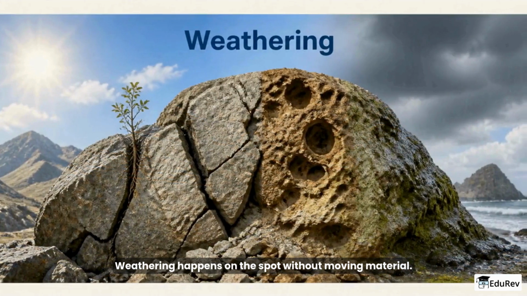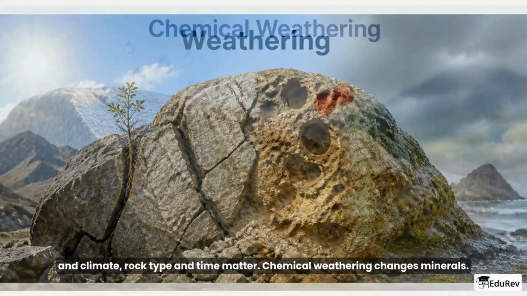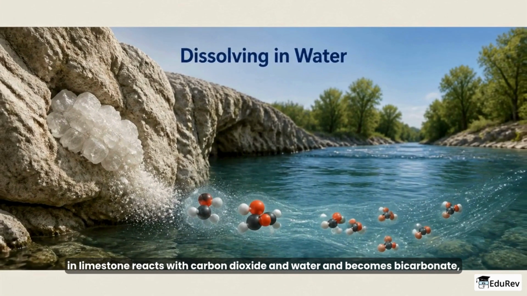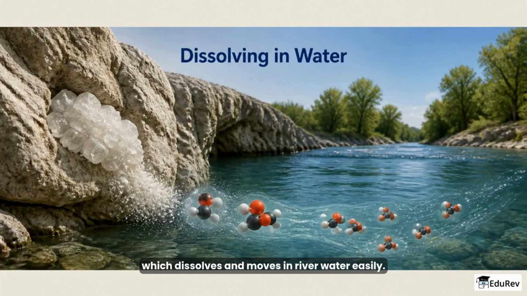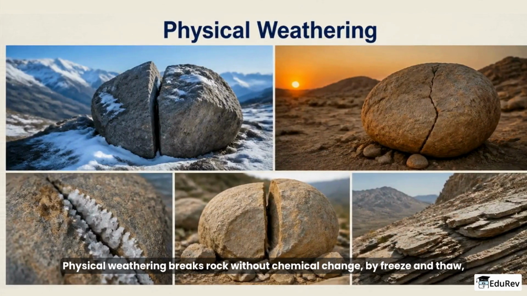Weathering happens on the spot without moving material. It breaks rocks by mechanical and chemical actions, and climate, rock type, and time matter. Chemical weathering changes minerals. Water, oxygen, and carbon dioxide make acids and solutions that turn solid minerals into soluble forms more easily. For example, calcite in limestone reacts with carbon dioxide and water and becomes bicarbonate, which dissolves and moves in river water easily. Physical weathering breaks rock without chemical change by freeze and thaw, hot and cold cycles, salt crystals, and pressure release causing cracks.